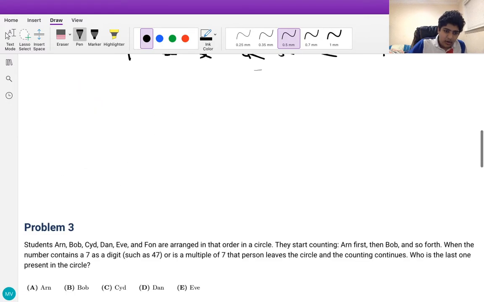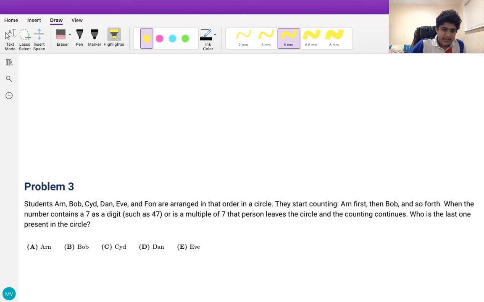Students Arn, Bob, Sid, Dan, Eve, and Fawn are arranged in that order in a circle. They start counting. Arn first, then Bob, and so forth. When the number contains 7 as a digit, such as 47, or is a multiple of 7, that person leaves the circle, and the counting continues. Who is the last one present in the circle? So we want to know the last one.